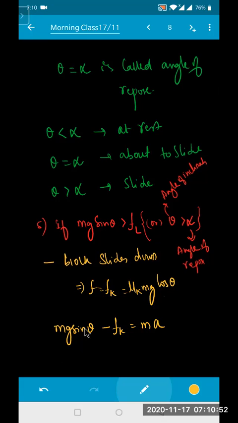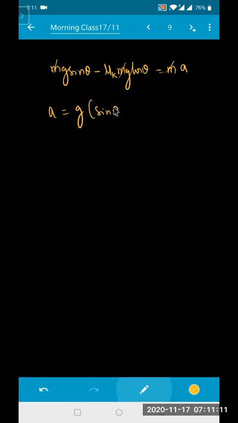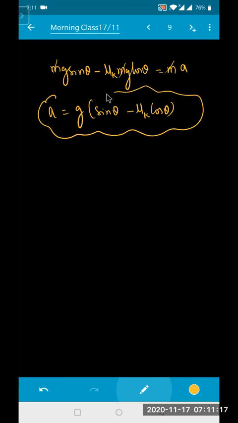So this will become, right now, mg sin theta minus Fk. Fk is equal to how much? Mu k into N, which equals mg cos theta. So that will be equal to mass into acceleration. Everywhere mass gets cancelled. So obviously acceleration will come out as g into sin theta minus mu k cos theta. So this will be the acceleration down the incline.